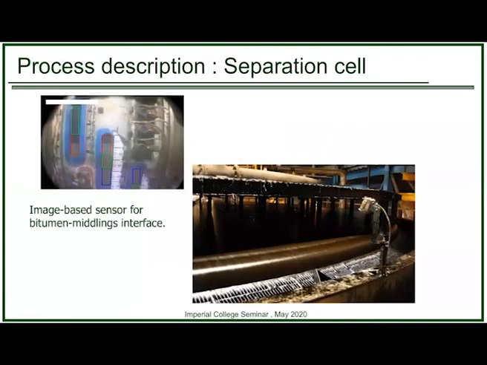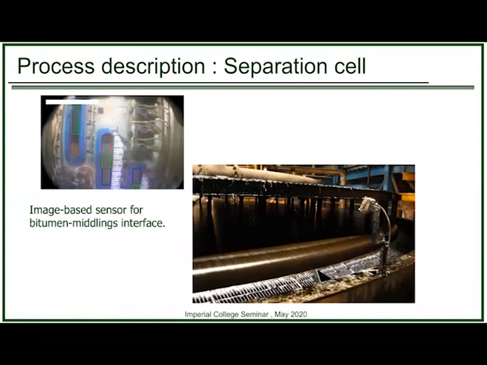So here is the image that the camera-based soft sensor uses for interface level estimation. The dark layer is the bitumen layer, and the white layer is the middling tailings layer, and here is the interface across the two side glasses. And on the right is the top view of the separation cell at Suncor Energy.